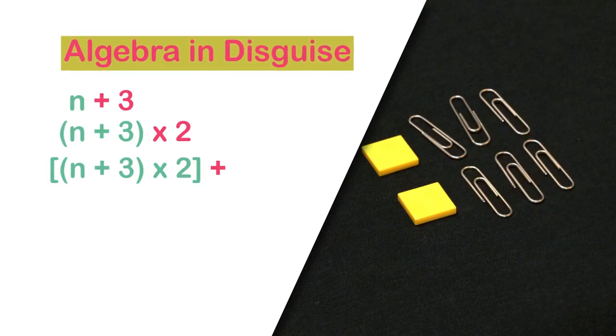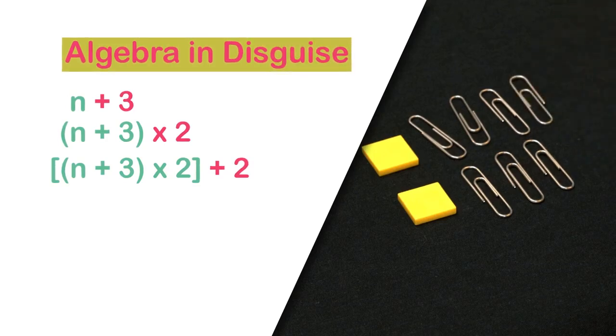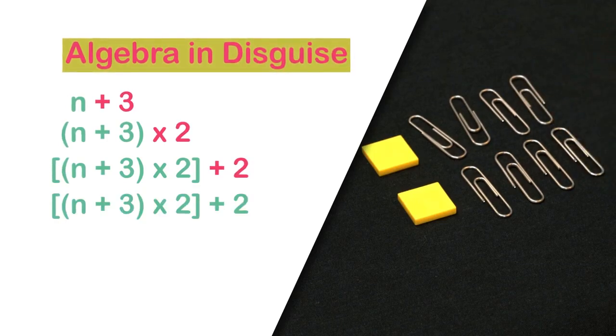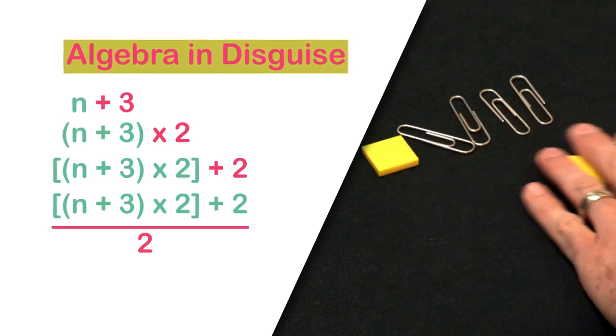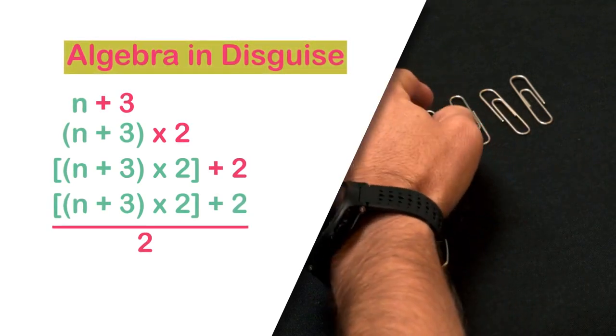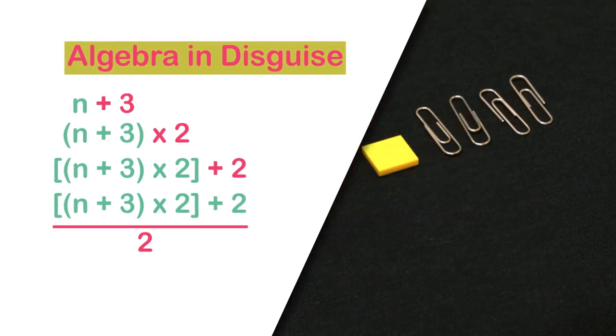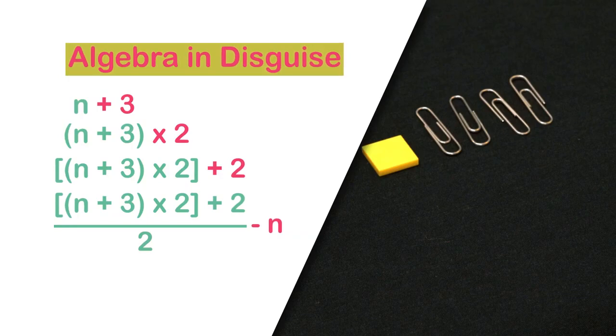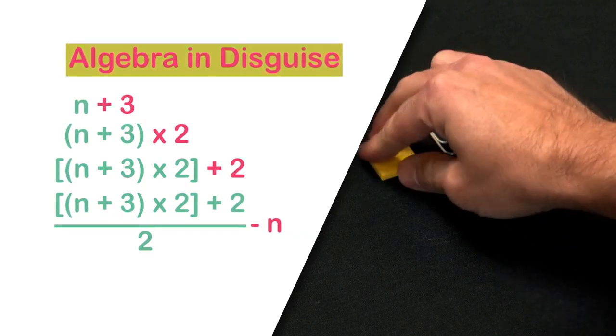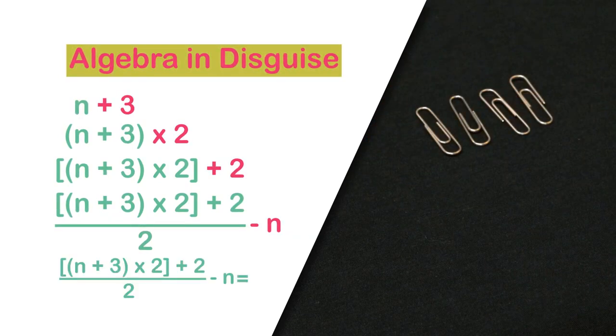Next, I asked you to add 2. So I'm going to add 2 paper clips. Okay, the next step, I said cut your number in half. So we're going to just cut this in half, take away half. And the final step, you'll recall, I asked you to subtract your secret number, the one you started with. Take away the square tile, which represents that secret number. And what do we have? 4.